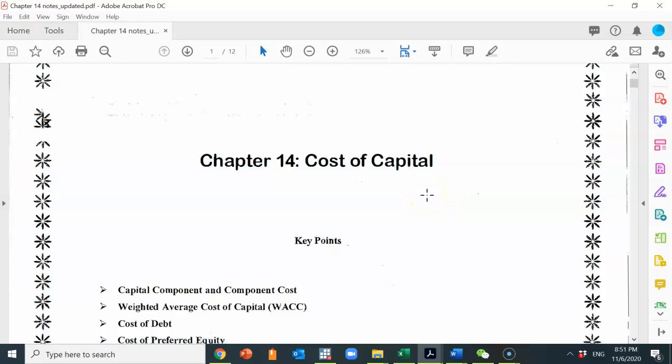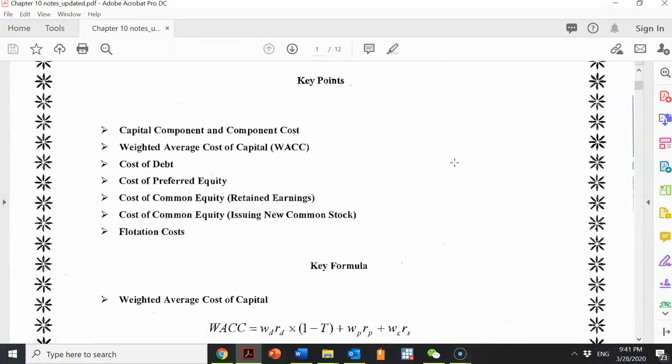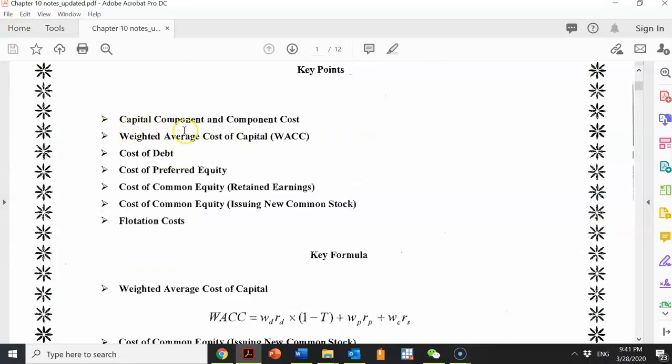Hi class! In this video, we're going to talk about chapter 14, cost of capital for a firm. Okay, the cost of raising capital for a firm. We'll be discussing several capital components, the several components of how the firm can raise capital. And we say the cost for each component is the component cost.